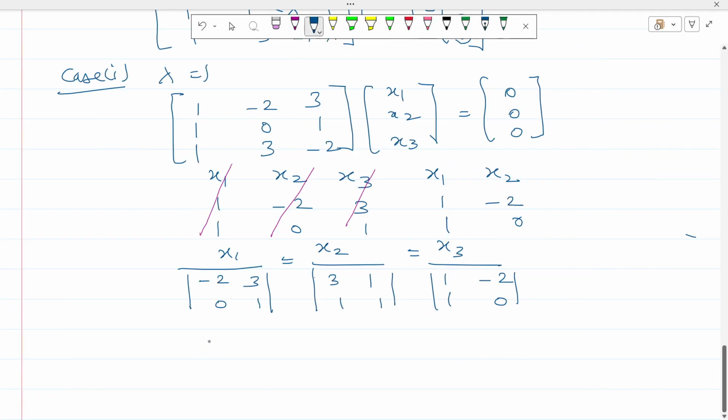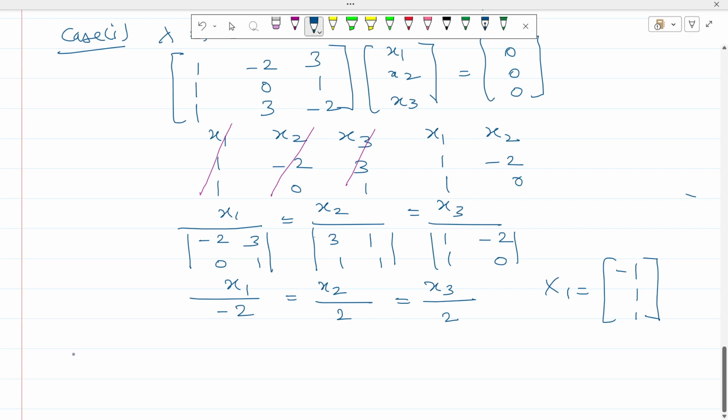So here, if we are solving this, x1 by minus 2, x2 by 3 minus 1, 2, x3 by 0 plus 2. So we can get the ratio x1 equal to minus 1, 1, 1.